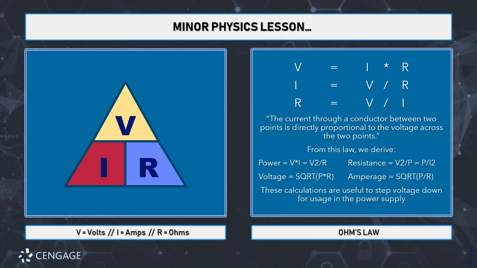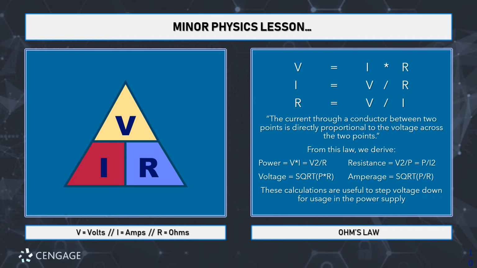Ohm's Law. This pyramid is probably very familiar to any of you who got through high school science. The text of it reads, the current through a conductor between 2 points is directly proportional to the voltage across those 2 points. So current, the amount of flow, if you will, is proportional to the voltage from one point to the next. So we have to figure out the resistance. So V is equal to I times R. The voltage of the equation is equal to the amperage multiplied by its resistance.